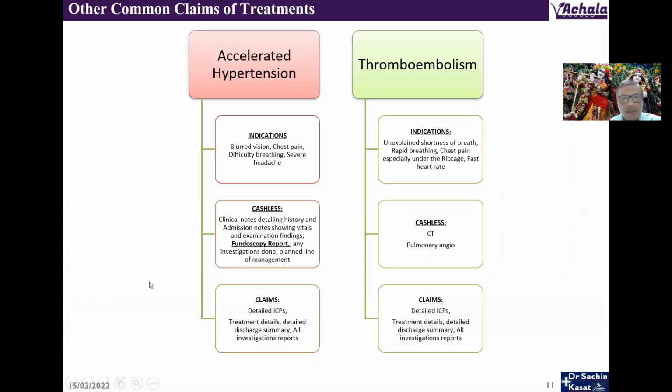So other common claims that you have to be worried about are your accelerated hypertensions or the thromboembolisms. So here again, you are looking for those same things which you find here. At your investigation levels, you have to be very careful whether the indications are being fulfilled. Generally, just for investigation purposes, you will find that a person with a high BP is hospitalized without even a trial of giving him a sublingual Depin, allowing his BP to come down, and then going into diagnostic investigations to find the causative factors.